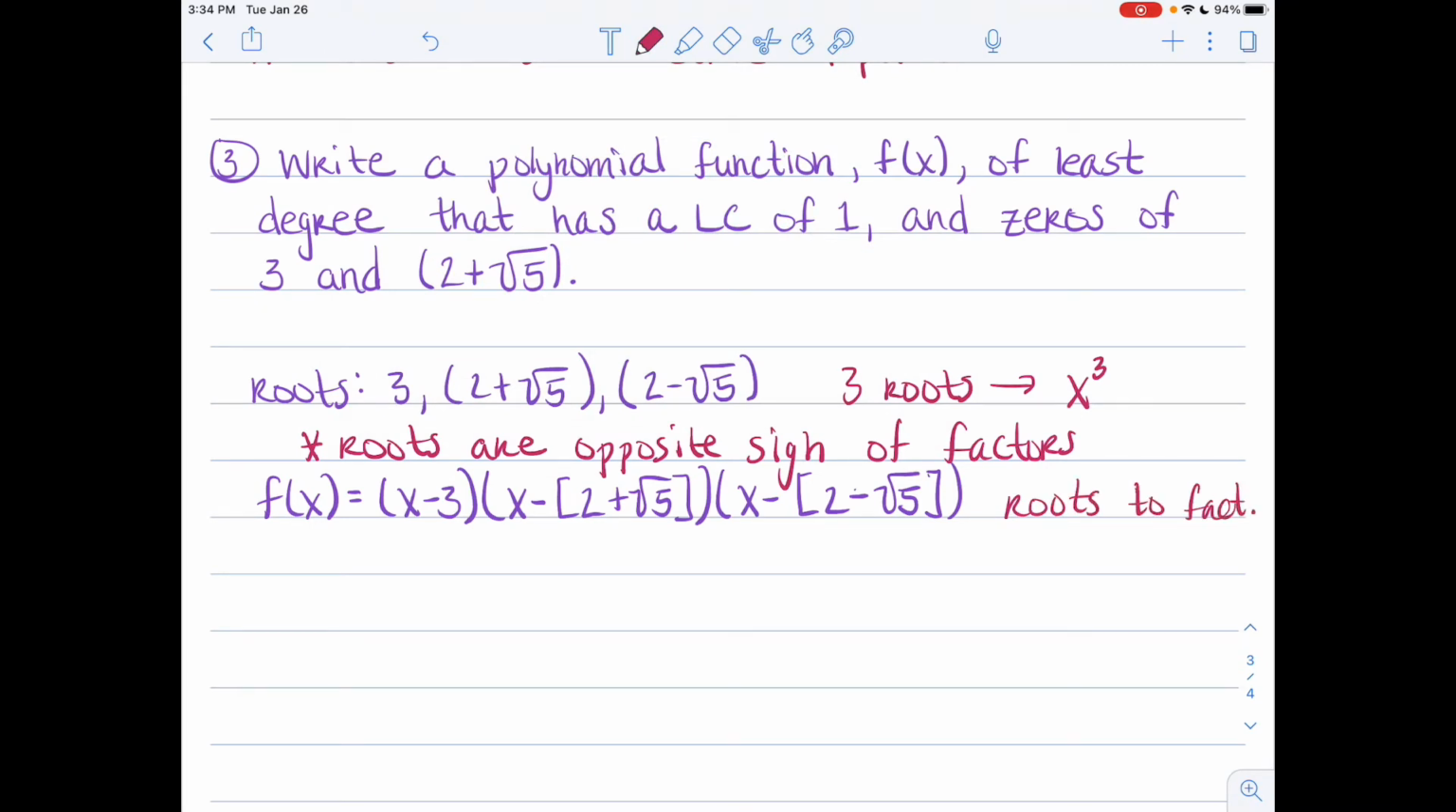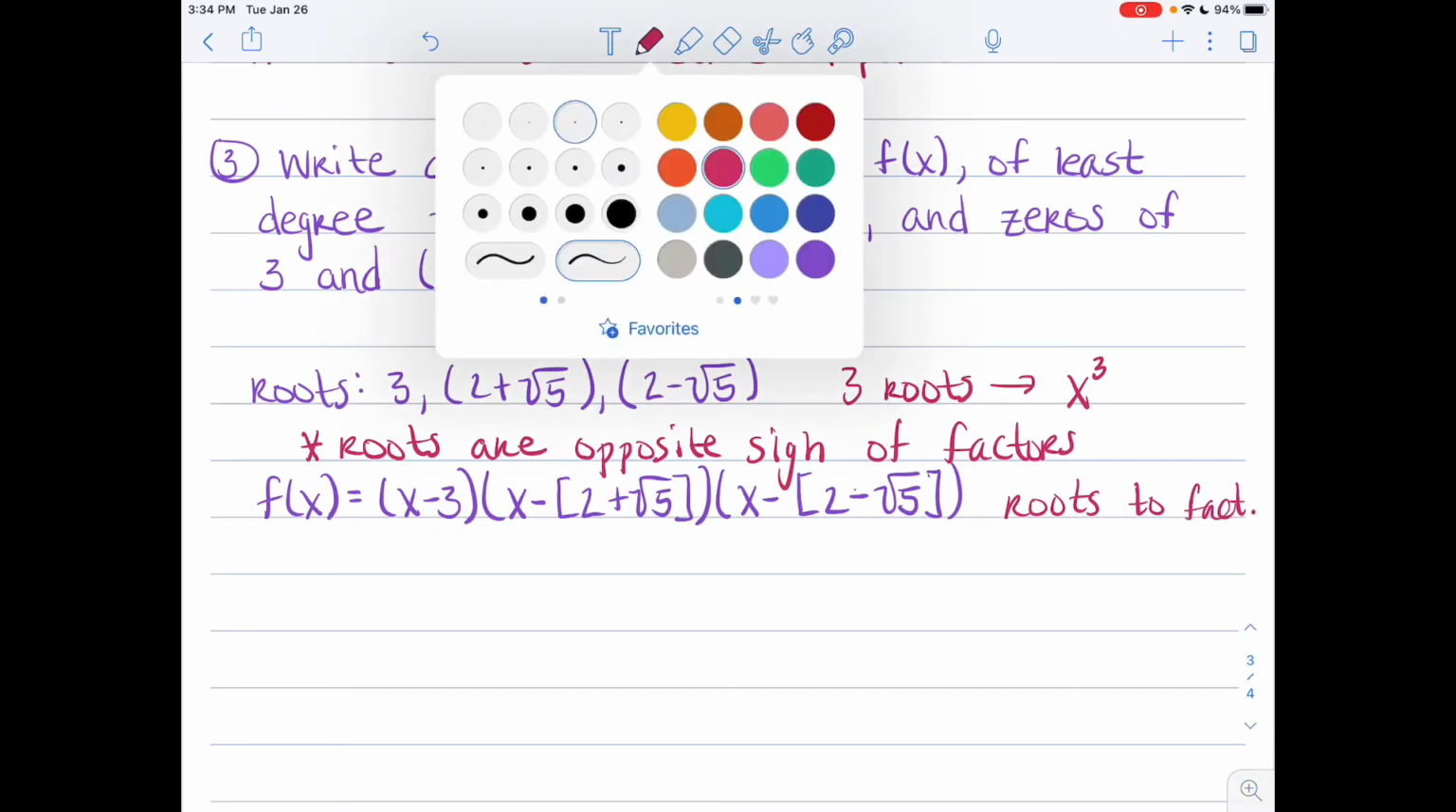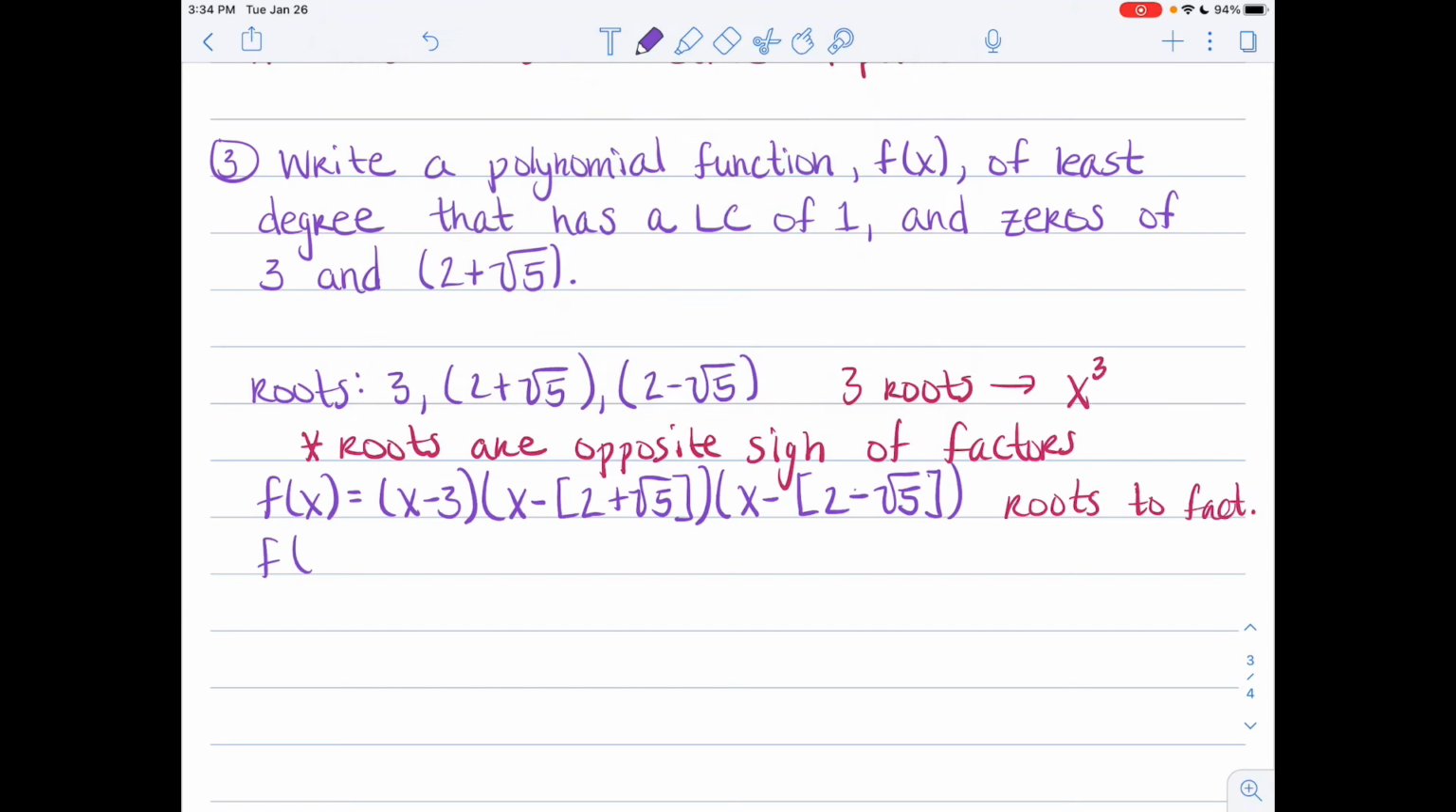The next thing that I want to do is simplify this a little bit. I've got parentheses and brackets and I don't like that, so I'm going to go ahead and take this negative sign in each of these pieces and distribute it through to get rid of those brackets. So what I'll have left when I do that is f of x is equal to x minus 3, not going to do anything with that yet, and then x minus 2 minus the square root of 5. Looks a little simpler at this point.